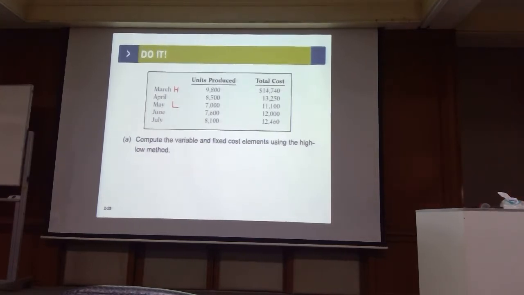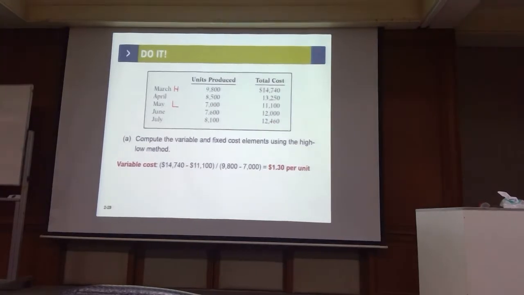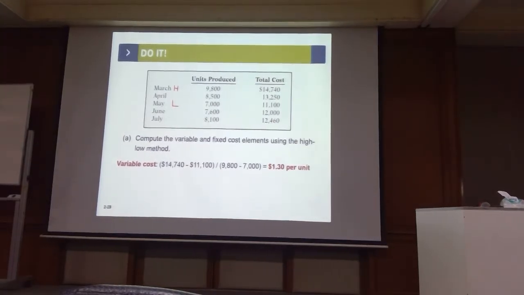So for this one, how about the variable portion? The variable cost per unit, you get 1.3 per unit, right? Yeah, so you just pick the highest and then you find the difference in cost and then the difference in units produced. So you just divide those numbers and then you're gonna get 1.3 per unit, okay?